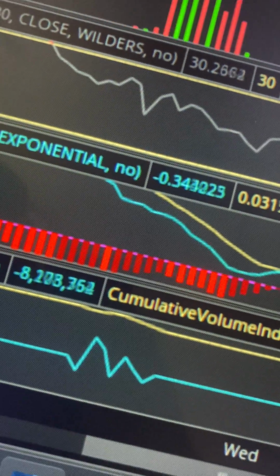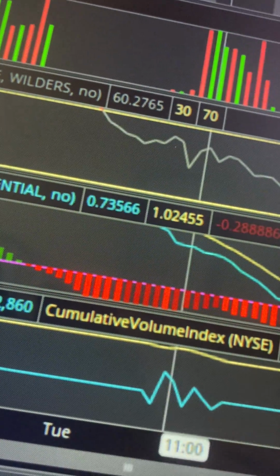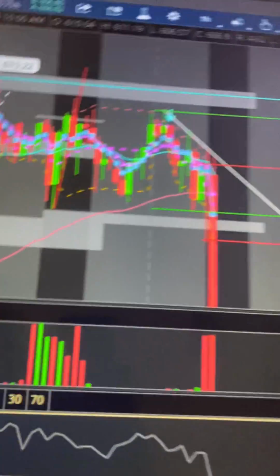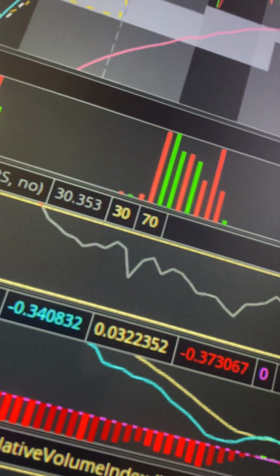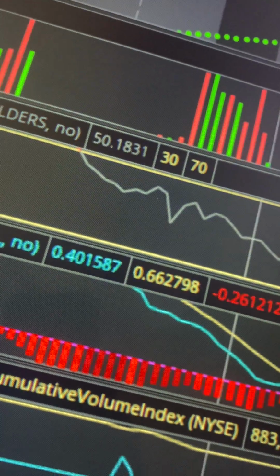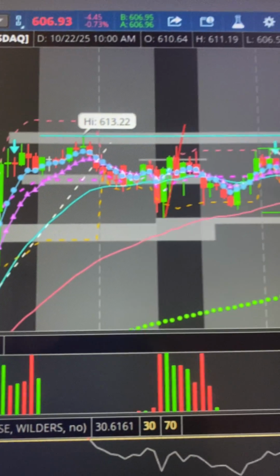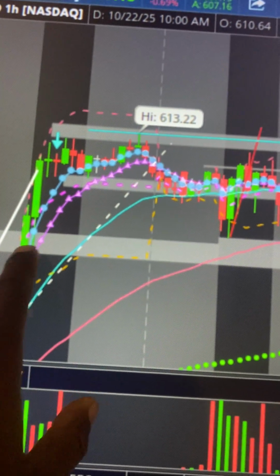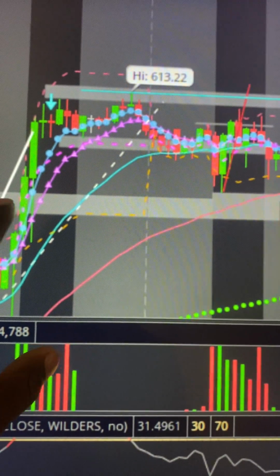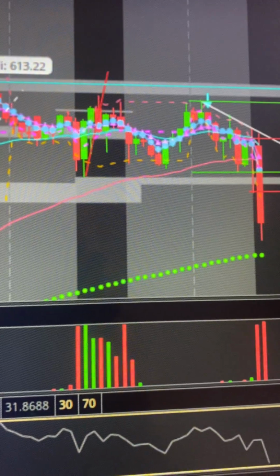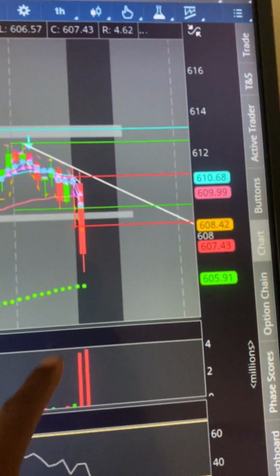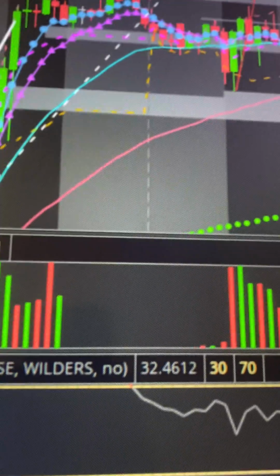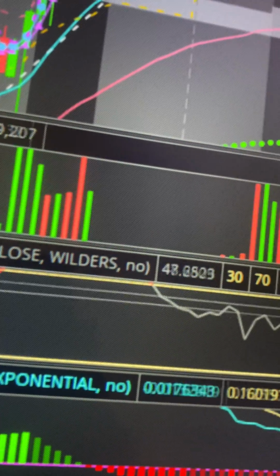Let's see something. Okay, we had a big move up. So let's do this. This was an area of entrance. It busted through there, and this is why it had a big move up. Let's zoom in a little bit more.